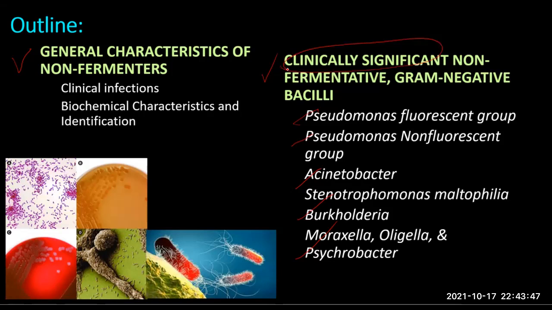Under this category, we have the genus Pseudomonas fluorescent group. We have the Pseudomonas non-fluorescent group, Acinetobacter, Stenotrophomonas maltophilia. We have the Burkholderia, Moraxella, Oligella, and Psychrobacter.